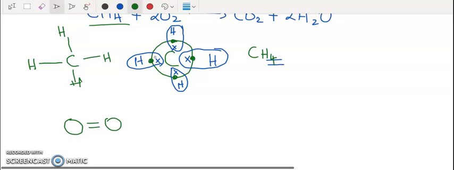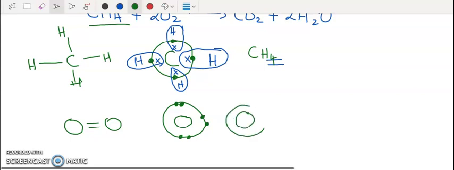Now oxygen, to show this bond, oxygen has 6 electrons in its outermost shell. So we've got 2 here, 2 here, and 2 here. And oxygen needs 2 more electrons to complete its outermost shell. So another oxygen is going to come, which has the same number of electrons. I'm going to draw them here and here.